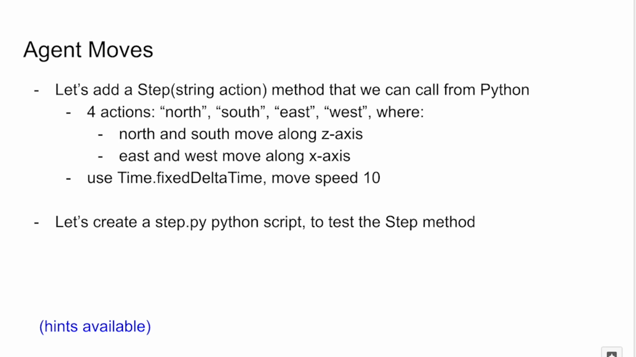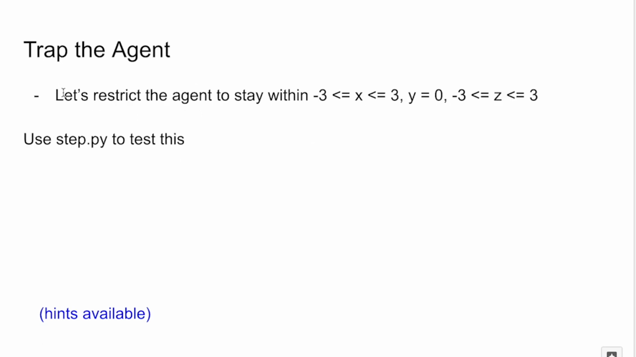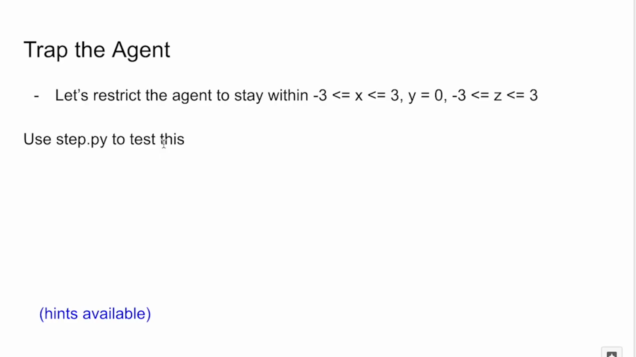All right, so let's look at the next task. The next task is called trap the agent. Basically we want the agent to stay within a small area so that when we're actually training on this, the agent's not just going to run off to infinity. It's just going to stay within the square, and that way it has a realistic chance that it's going to run into the target by chance. So restrict the agent to stay within x -3 to 3, y is 0, and z -3 to 3.